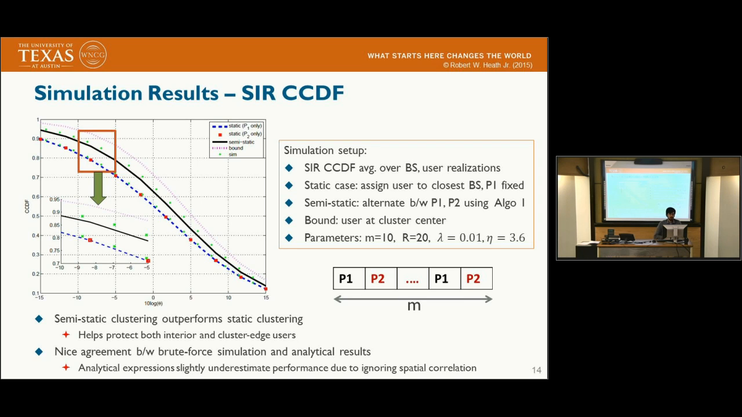So here we plot some simulation results. In this plot, we plot the SIR CCDF with static clustering, semi-static clustering, and a bound as well. As you could see, semi-static clustering improves the performance over static clustering. This is evident by the CCDF of semi-static clustering. We could also see a bound in the pink curve, which corresponds to the case where every user is hypothetically served by the partition in which it happens to be closer to the cluster center. With semi-static clustering, it's not always possible to assign a user to its desired partition.